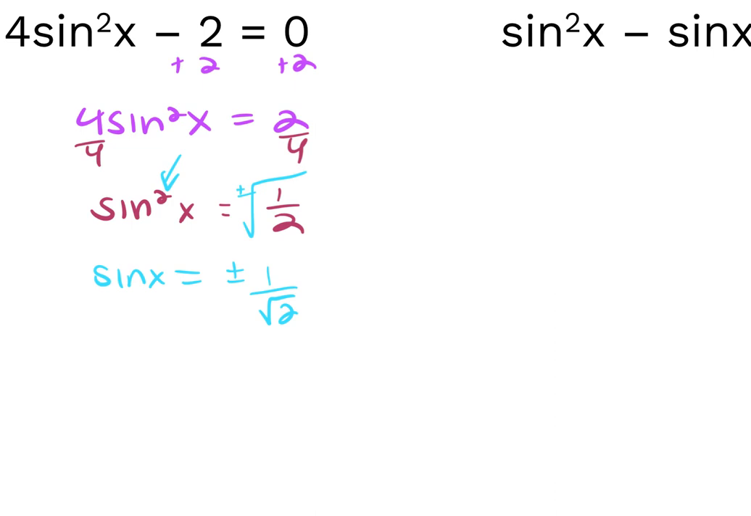Is 1 over root 2 on your unit circle? No. What happens to that? It got rationalized. So if I multiply both the top and the bottom by square root 2, I get plus and minus root 2 over 2. So think about it, try to picture it without your unit circle. It's saying, where is your sine root 2 over 2? Positive and negative, which means how many answers are there? 4 answers, right? And what's the denominator here? Over 4. It's every over 4.